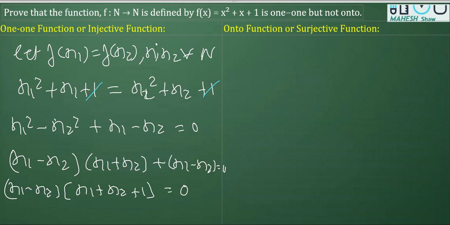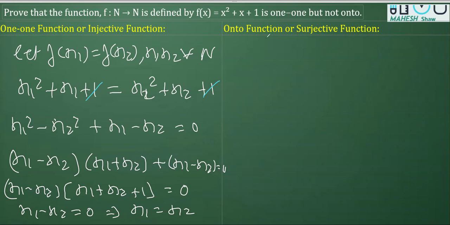Now check here that x1 and x2 are natural numbers. So clearly the sum of two natural numbers plus 1 can never be equal to 0. So we need to write down that this cannot be 0. So clearly, if this is not equal to 0, the other factor can be 0. So we can say that x1 - x2 = 0. This implies that x1 = x2. And once we prove this, we say that hence it is one-one.